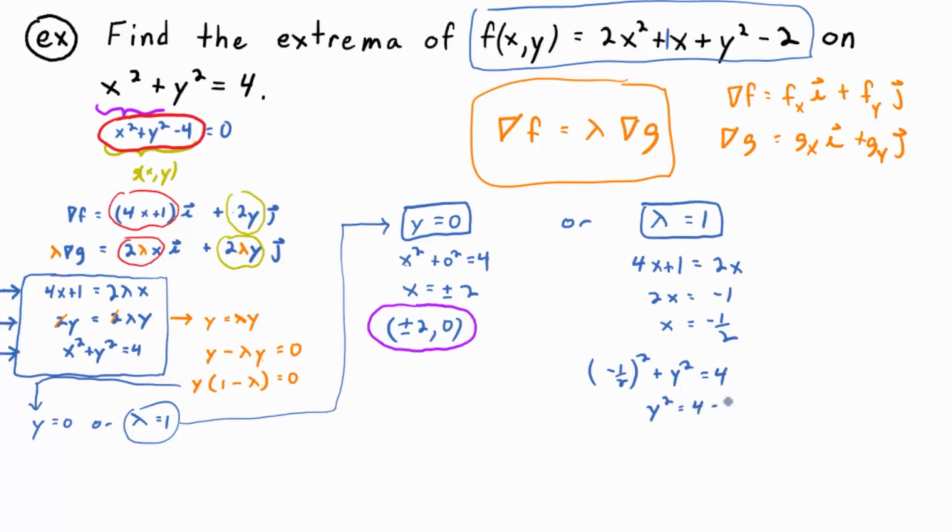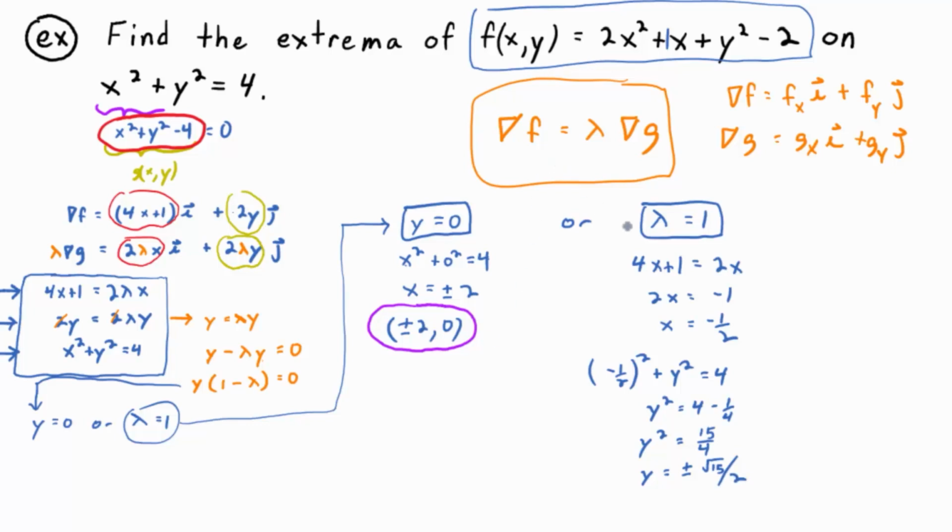Does everybody see that? 4 is really 16/4. So I get y squared is equal to 15/4, or y is equal to? Okay, so plus or minus root 15 over 2.